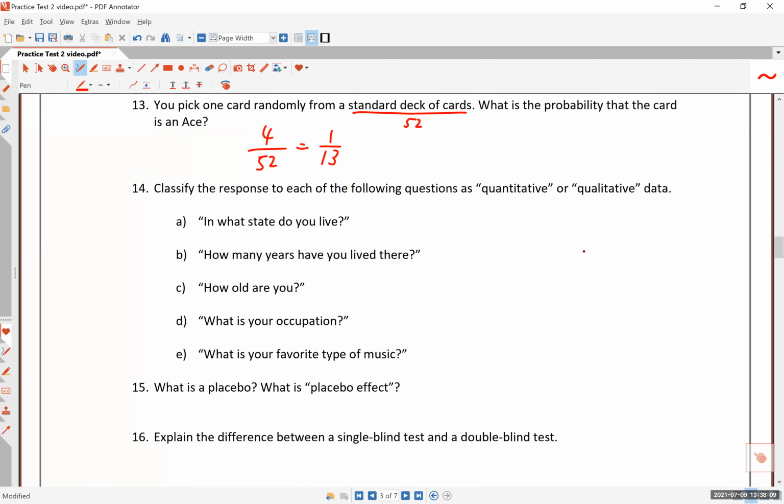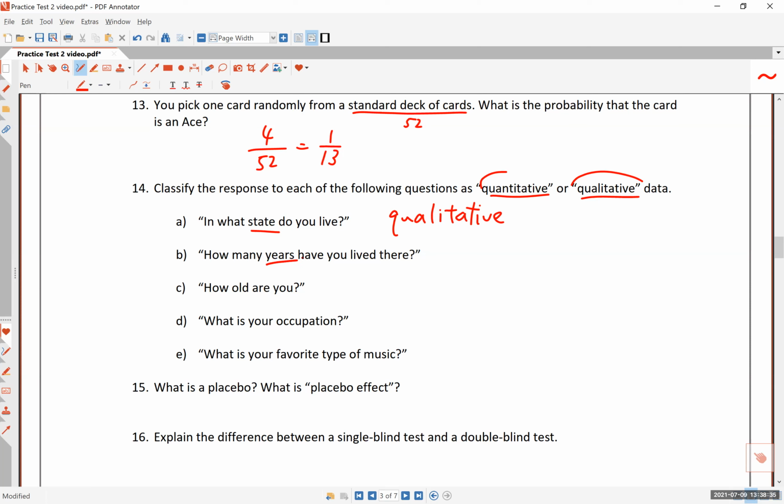Number 14, classify the response to each as quantitative or qualitative data. In what state do you live? States are not numerical, and so this is qualitative. These 2 words are so similar that it's almost confusing, right? All right. Quantitative means numerical. Qualitative means attributive, like characteristics.